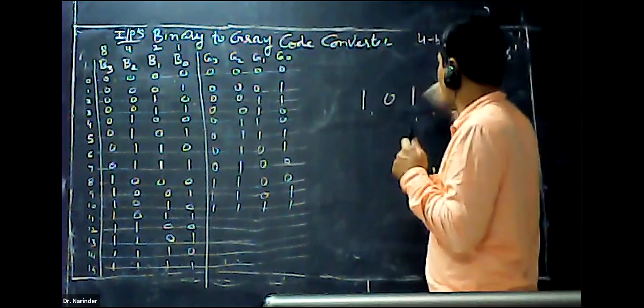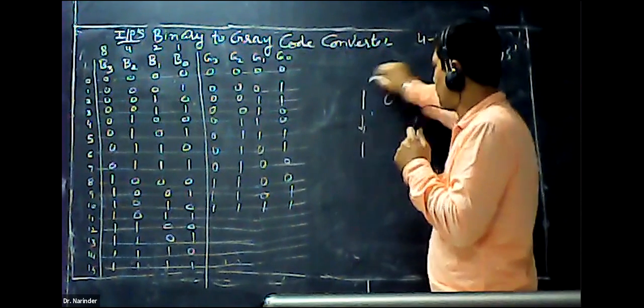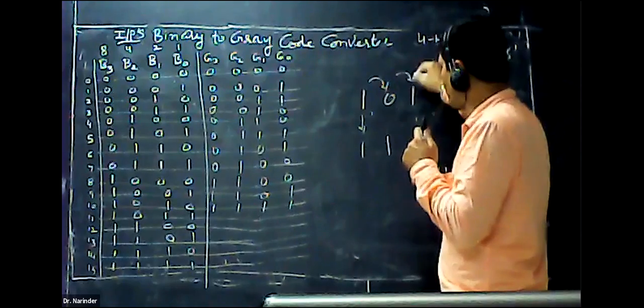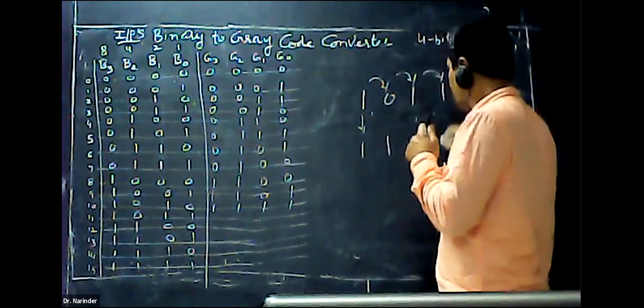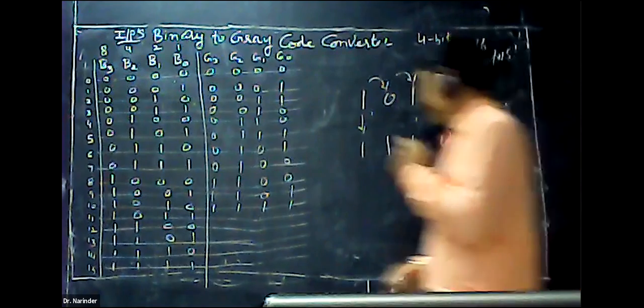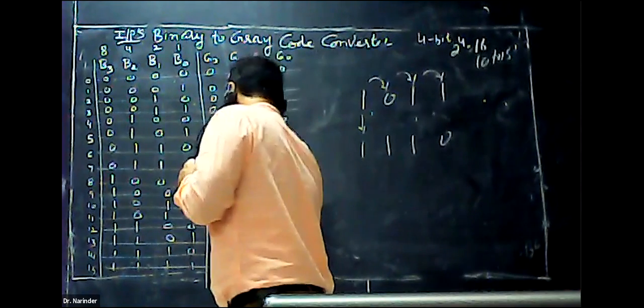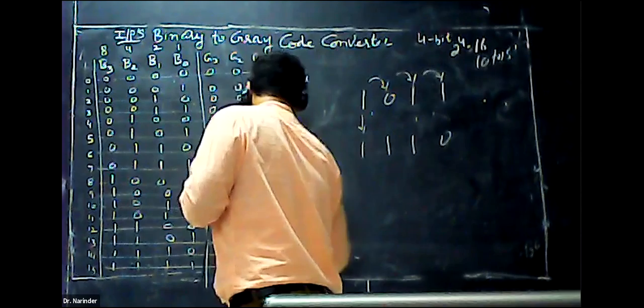1, 0, 1, 1. 1 plus 0 is 1. 0 plus 1 is 1. 1 plus 1 is 0. So write this: 1, 1, 1, 0.